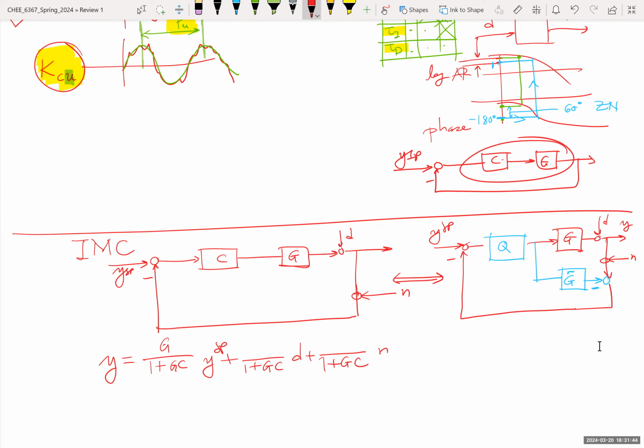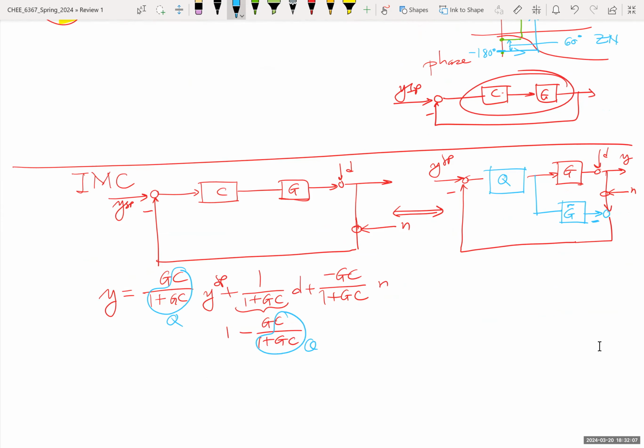And the numerator has GC minus GC1. And if you take this, this is Q. If you write this as 1 minus GC1 plus GC, now this is again Q. And of course, this is Q. So that says basically what this picture shows, and you can derive this again from the algebra.